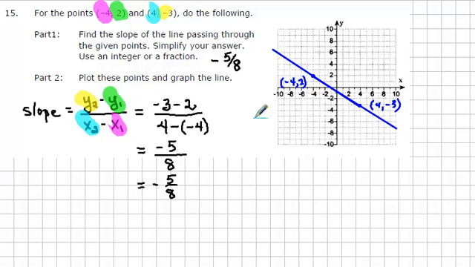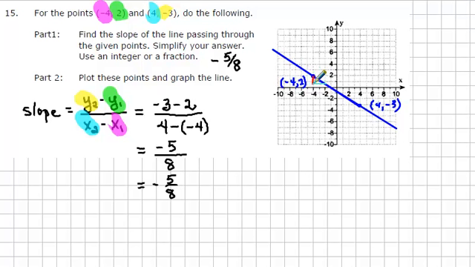Just so that you see how slope is related, first of all notice that our slope is negative and our line is decreasing. When a line has negative slope, then the line is decreasing as we look at it from left to right.